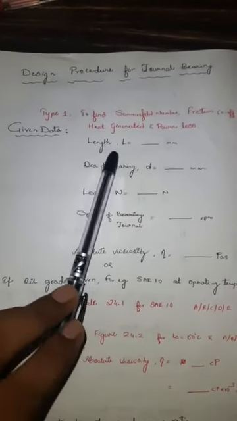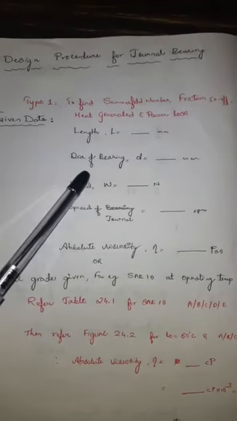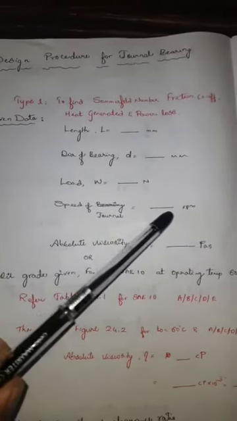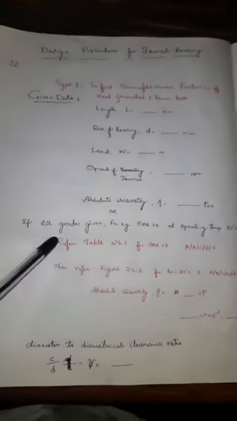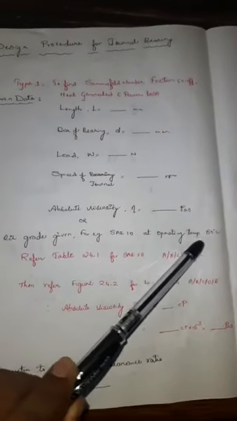Now starting the design procedure for journal bearing. Type 1: to find Sommerfeld number, coefficient of friction, heat generated, and power loss. Given data: the length of the bearing L in mm, diameter of bearing D in mm, load W in Newton, speed of journal in RPM, viscosity mu in Pascal second, or the grade of the oil will be given, for example SAE 10 at operating temperature 60 degrees.